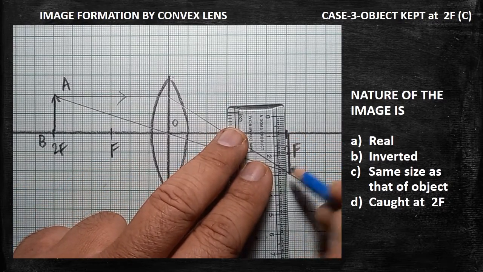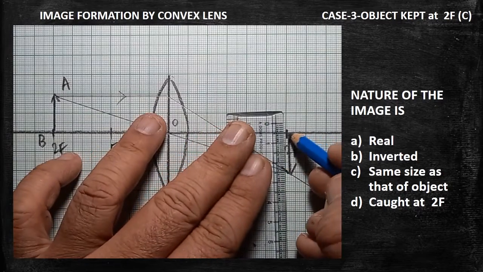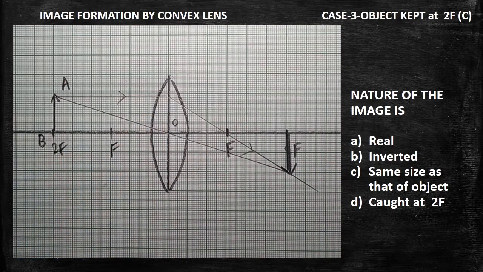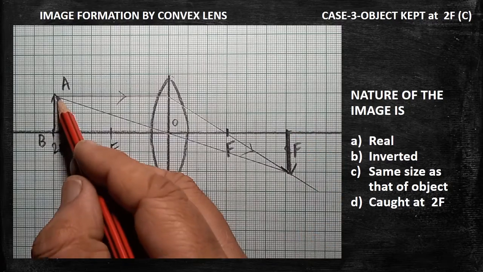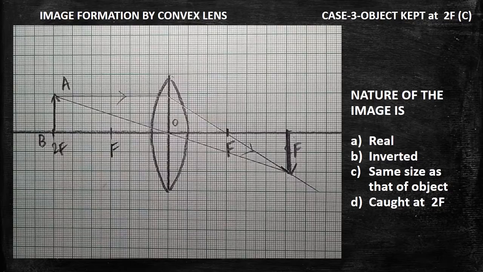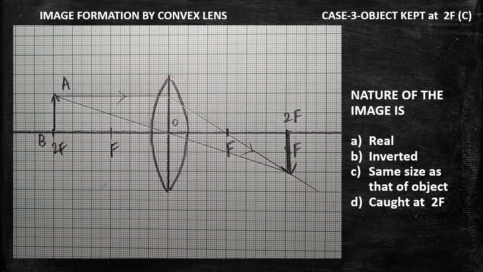Exactly at 2f you are getting the image. Are you clear? So the image is obtained exactly at 2f. Could you understand this? Now look at the size of the image. The size of the object and size of the image both are same. Understood? Since the line is hiding the position, I have written 2f.